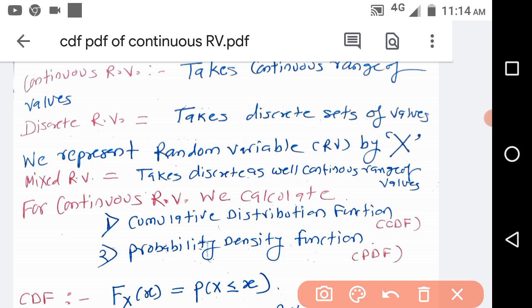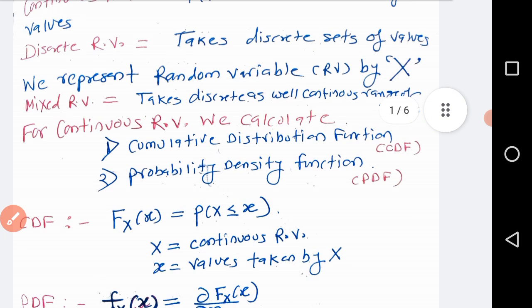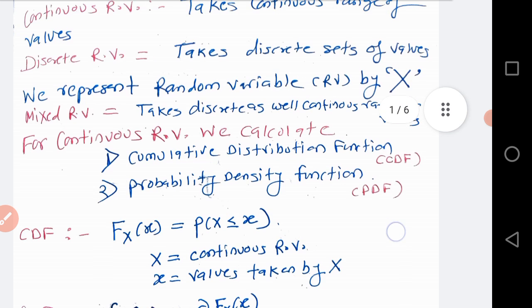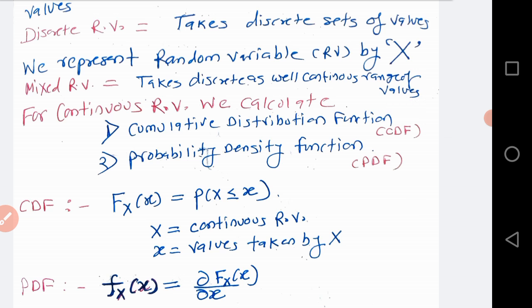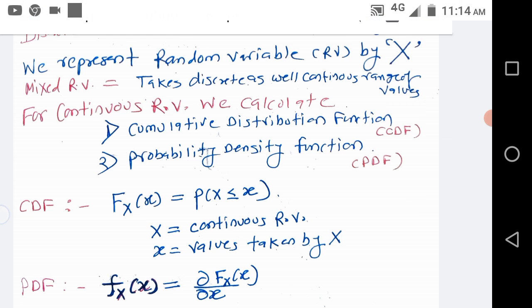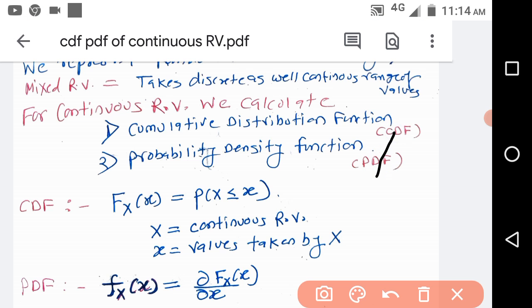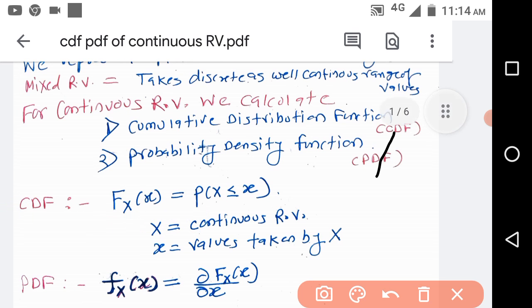In the case of the continuous random variable, we need to study the cumulative distribution function and the probability density function. With one example, we are going to see what the formulas are for all these statistical parameters in the case of the continuous random variable. The cumulative distribution function has the formula F_X(x) is equal to probability X is less than or equal to x. Capital X is the random variable, and small x is the value taken by the random variable.